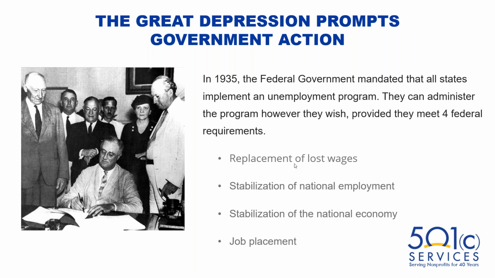The third federal requirement is stabilization of the national economy. The objective here is just to retain some of the consumer purchasing power, hoping to prevent an economic downturn. So in other words, if someone has no money coming into their household, they're probably not spending a lot of money out there in the economy. So the idea is to keep some money flowing through that way. The fourth and last requirement is job placement.